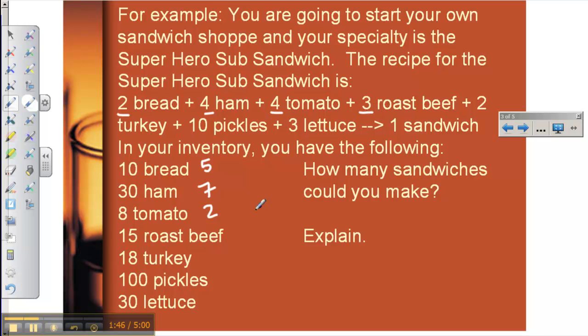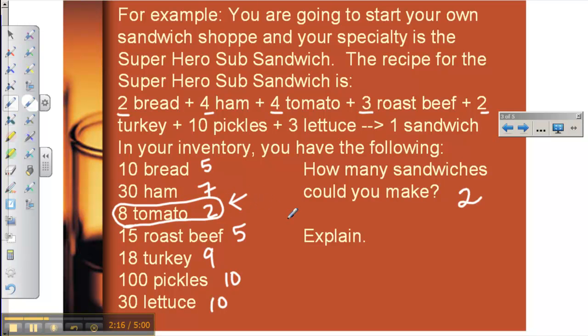If each one is 3 roast beefs and we have 15, we could make 5. 18 turkey slices, we have 2 per sandwich, so we can only make 9 sandwiches there. For the pickles, we could actually make 10 sandwiches, and for the lettuce, we could also have 10 sandwiches. So the maximum number of sandwiches that we could actually make is going to be 2 if we follow this recipe, because we only have enough tomato to make 2 sandwiches.